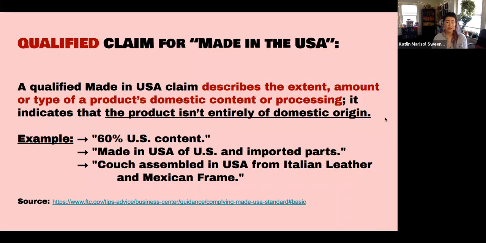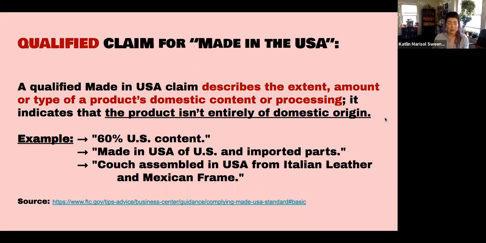So Mertes goes into this discussion of qualified and unqualified claims for Made in the USA. It gets a little tricky here, but we're going to walk through this slowly. A qualified Made in USA claim describes the extent, amount, or type of a product's domestic content or processing. It indicates that the product isn't entirely of domestic origin. So for example, 60% US content, made in USA of US and imported parts, or couch assembled in USA from Italian leather and Mexican frame.